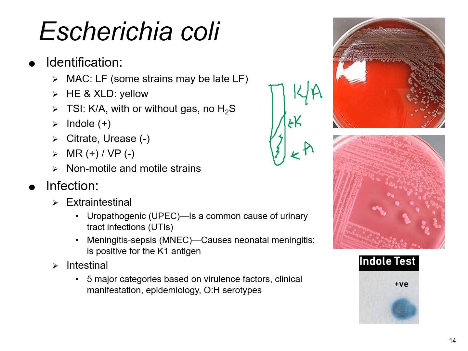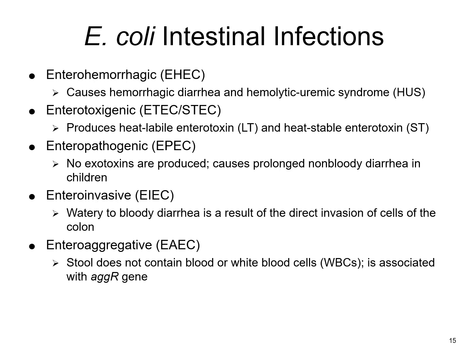Meningitis and sepsis can occur, and it can be a cause of neonatal meningitis, and it is positive for the K1 antigen. With your intestinal type infections with E. coli, there are 5 major categories, and these are based on different virulence factors, clinical manifestations, the epidemiology, and the O and H serotypes of these particular organisms. Here are the 5 different types of infections caused by E. coli, the intestinal type infections. Enterohemorrhagic E. coli we'll cover in a little bit more detail in the next slide.